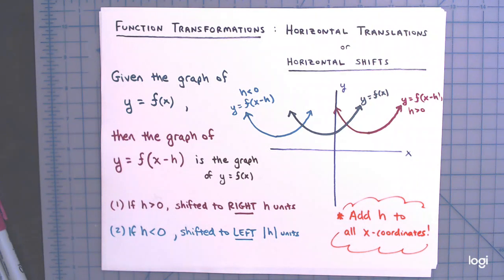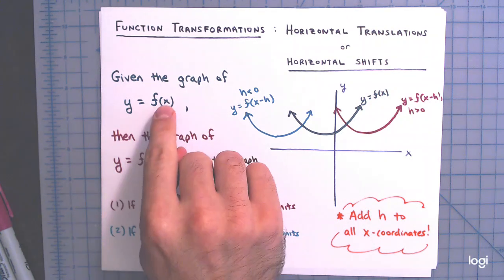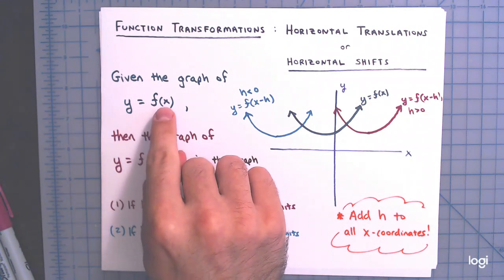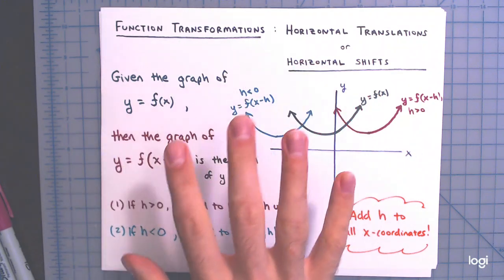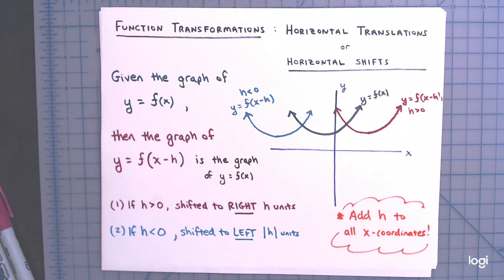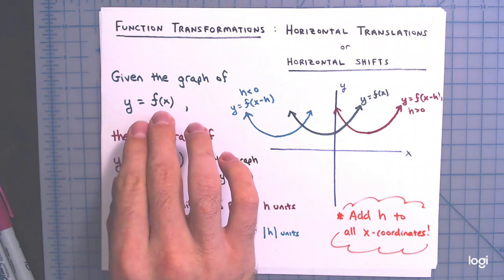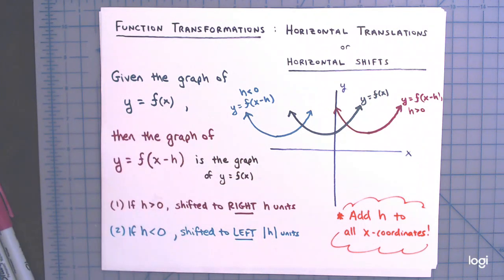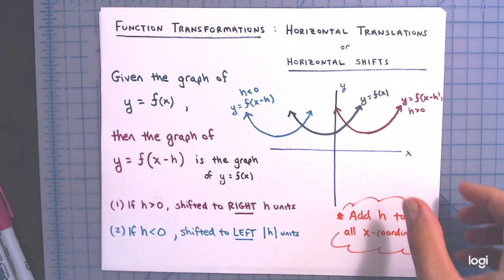Okay, so let's look at a couple examples of this. This description of horizontal translations, horizontal shifts, is for the graph of any function, but we're going to specifically today look at the graph of y equals x squared, right? The most basic quadratic function, a basic parabola. All right, let me pull this off and let's go to my graph paper here.